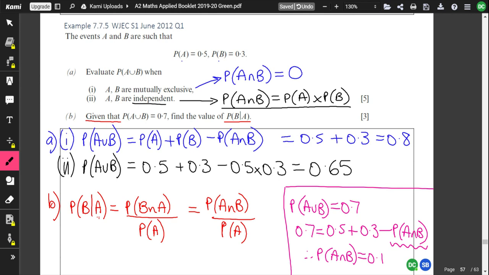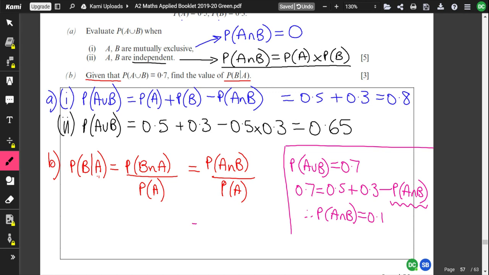And now we're ready to answer the question. So the probability of B given A, the probability of B and A both happening, over the probability of A, which was 0.5, so that is 1/5, or 0.2.